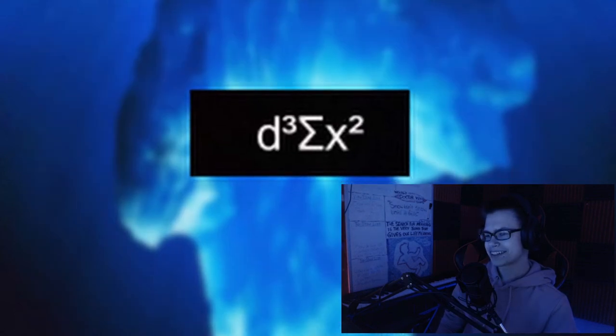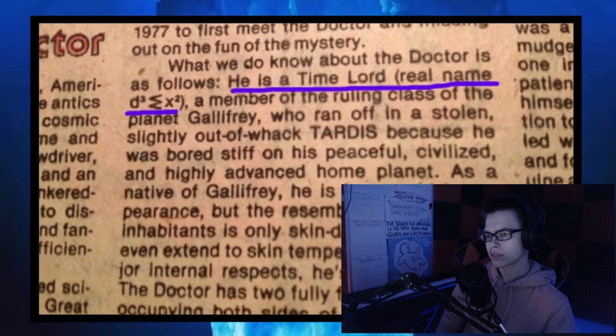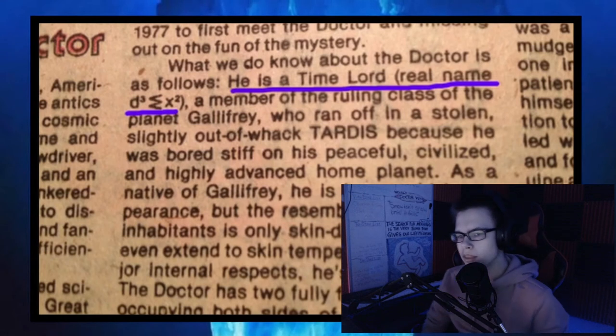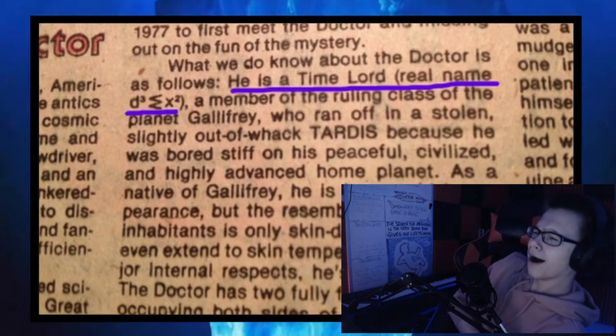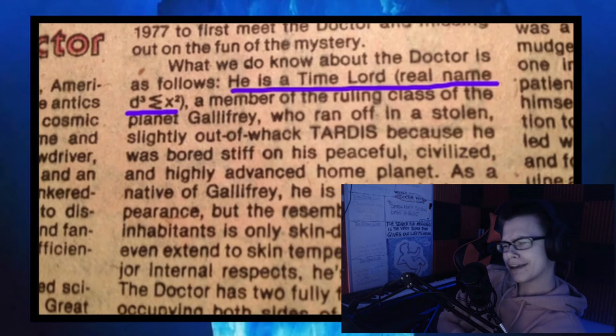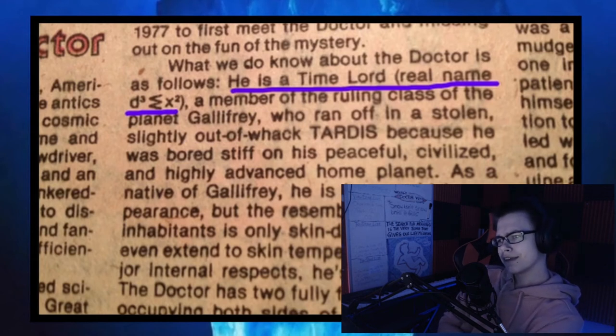Delta Q Sigma X squared. Remember how Theta Sigma was the Doctor's nickname when he was in Time Lord Academy? Well, this jumbled mess of an equation is technically the Doctor's full real name. First, the similarities. Both terms include Sigma, implying that they are referring to the same person. You probably want to know the origins, right?